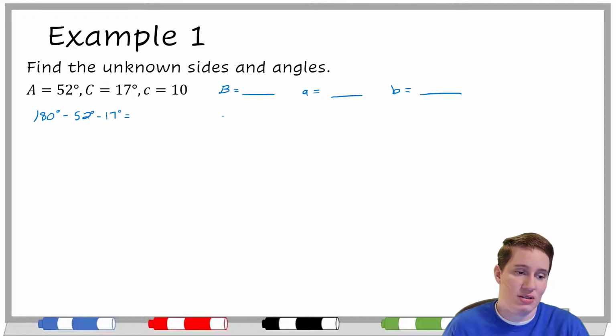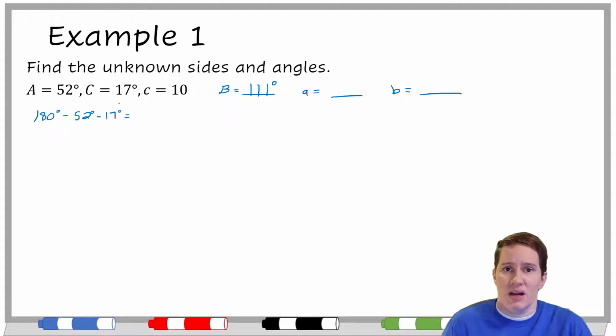180 minus 52 is 128. 128 minus 17 is 111. B is 111. Now there's a couple different ways we could do this. We could go ahead and fill out the whole thing for law of sines.